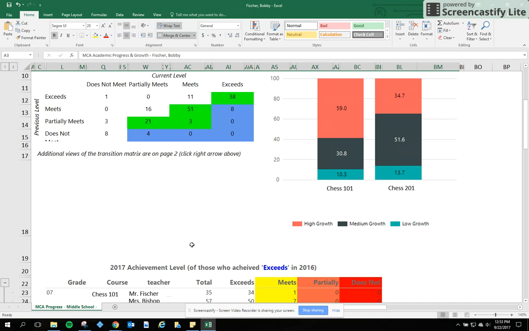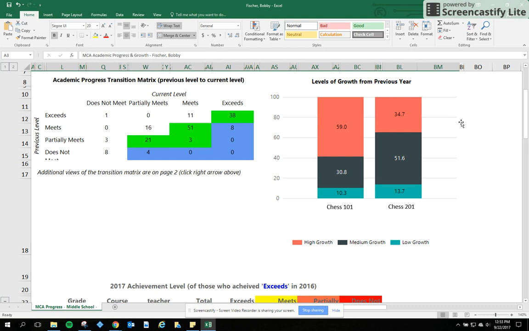And you can work your way down looking at the meets kids and how they performed, partially met, and did not meet. This graph to the right takes a look at how much did the kids grow? Did they have high growth, medium growth, or low growth in their chess classes? In the Chess 101 class, this shows that 59.0% of the students had high growth from the previous year. 38.8% of the students, when compared from their previous year to this year, had medium growth. And then finally, 10.3 had low growth. It is separated by the kind of class.